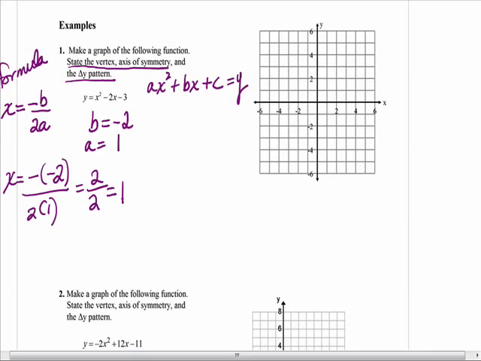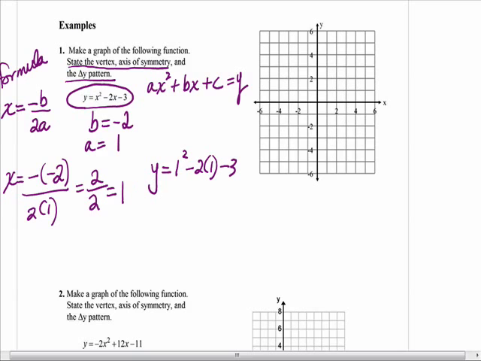Great, so we're halfway there on the vertex. The x-coordinate is 1. The way you find the y-coordinate is you plug x into the function. So my function is here, right? So I'm going to say that y equals 1 squared minus 2 times 1 minus 3.